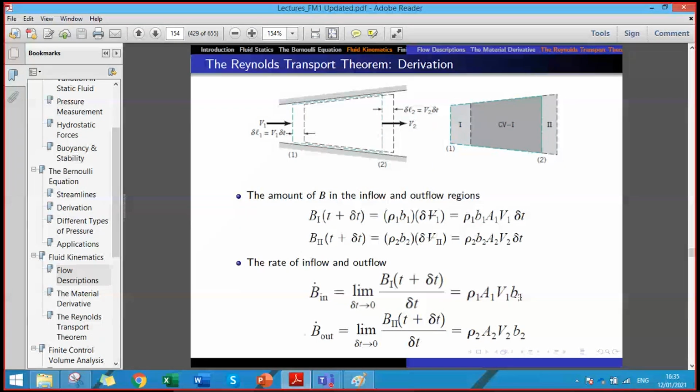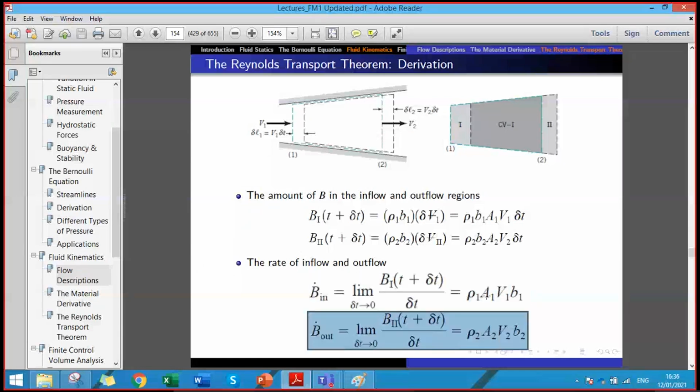Right? So B dot in is representing the amount of property entering the control volume, and B dot out is representing the amount of property leaving the control volume. So they are basically inflow and outflow of the property from the control volume. The change that is happening within the control volume is governed by these two. Is it clear? Is this formula and this formula clear?